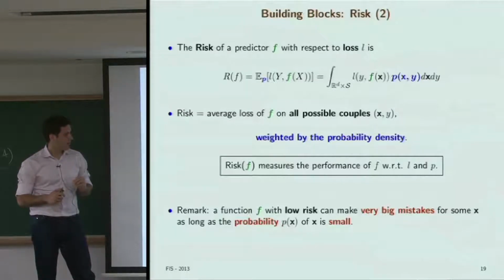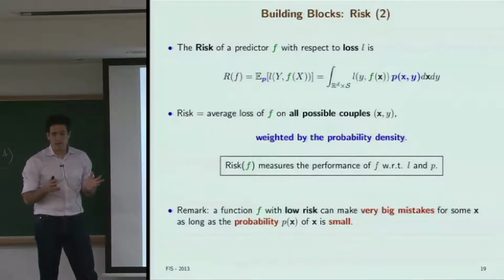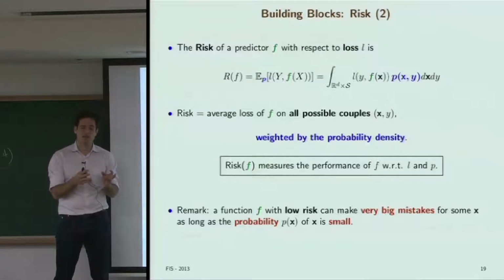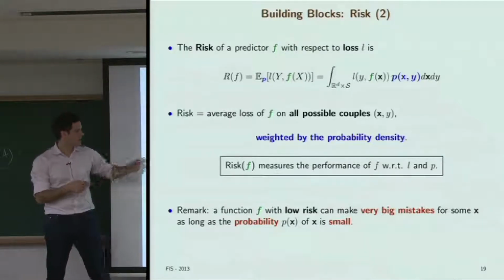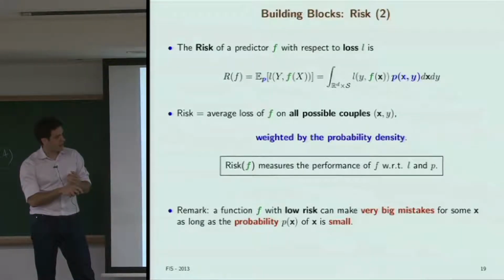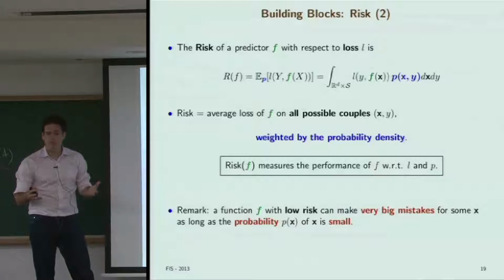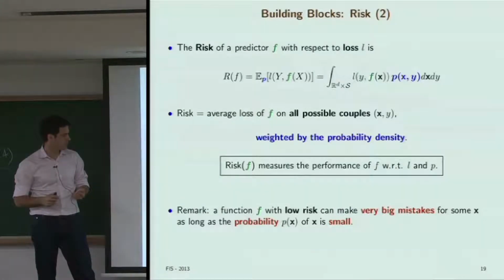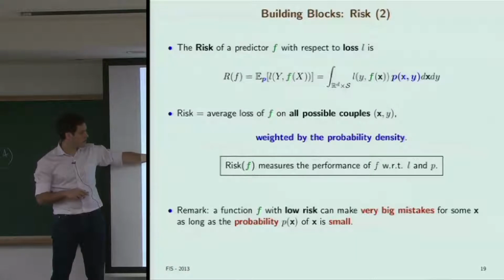So it's basically looking at every pair xy that exists, checking whether my function f is right, and how wrong it is given by this loss, and then weighting this mistake by the probability, and then summing this over the whole space of possible inputs and outputs. So the risk is the average loss of f on all possible couples. And here, average is very important. The idea is that the probability here plays a key role.